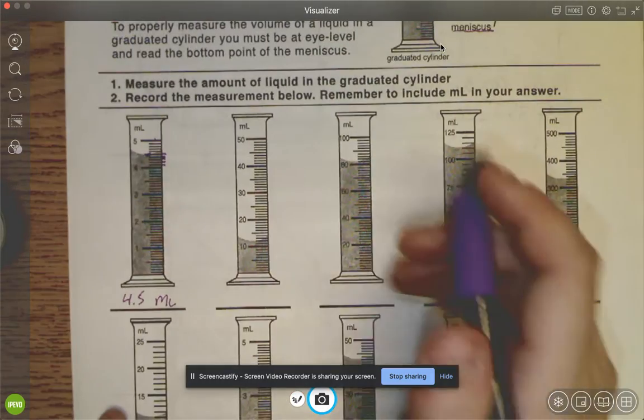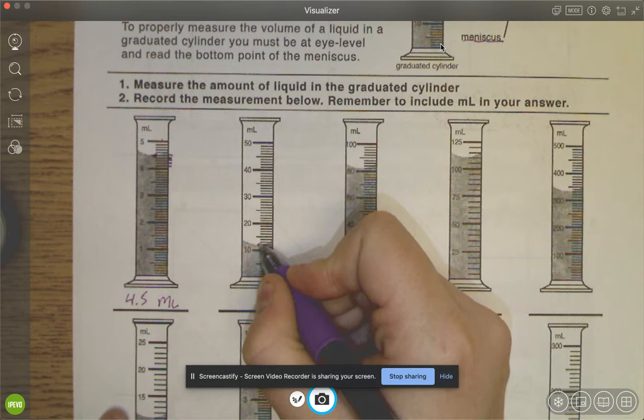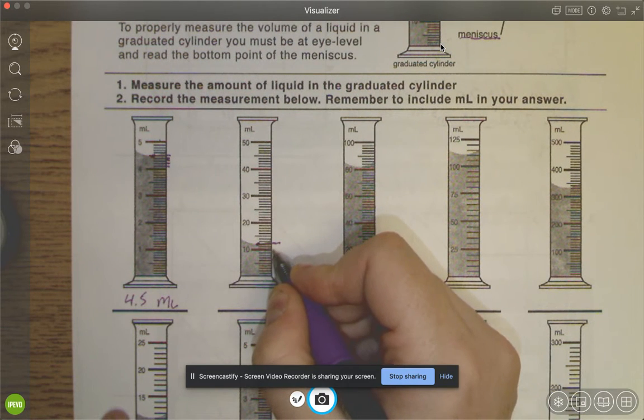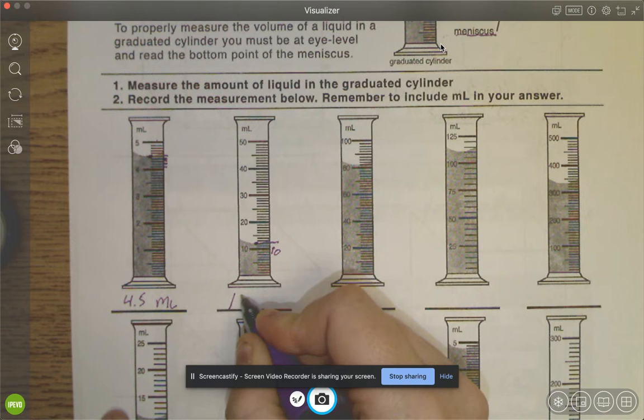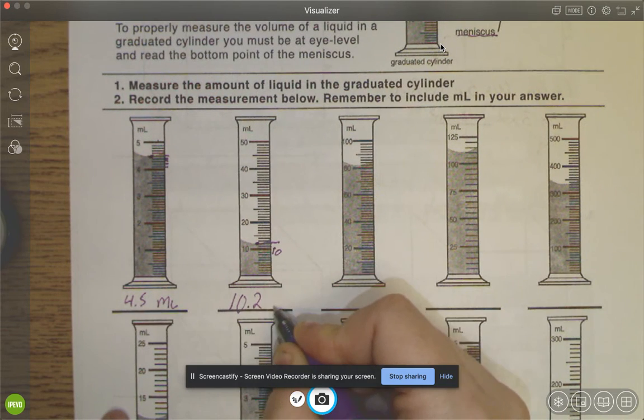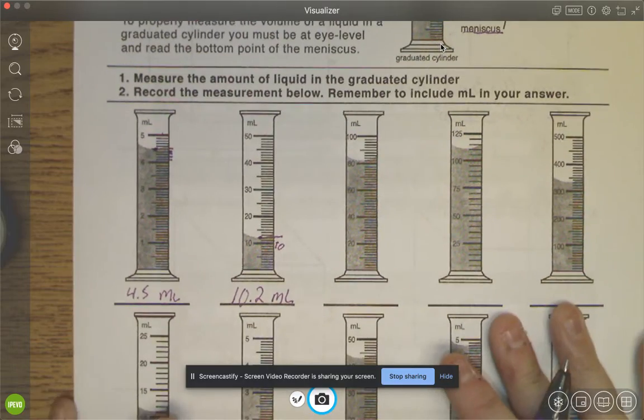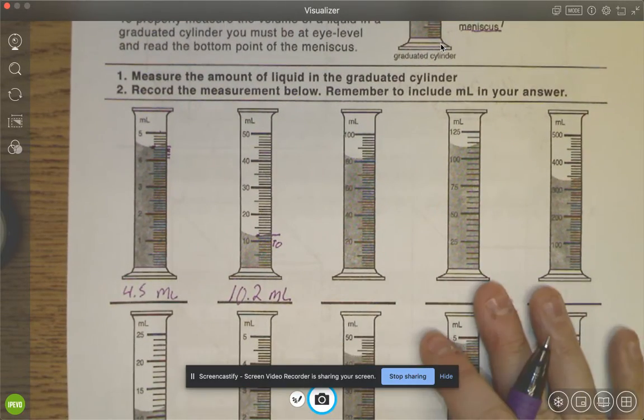Let's do this one now. Remember, we're going to look at the bottom of the meniscus. Draw that line. So we got 10 as our first whole number, and then we got 10.1, 10.2. So our measurement is going to be 10.2 milliliters. So that's how you do the graduated cylinder.